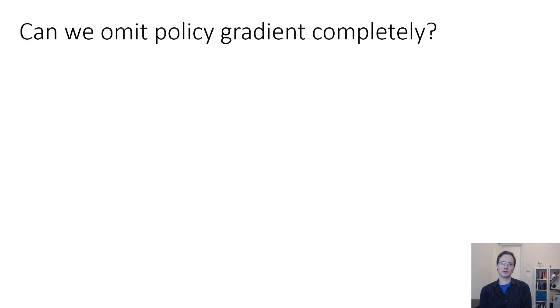So can we maybe omit the policy gradient entirely? What if we just learn a value function and then try to use that value function to figure out how to act? The intuition for why this should be possible is that the value function tells us which states are better than which other states. So if we simply select actions that go into the better states, maybe we don't need an explicit policy neural network anymore.